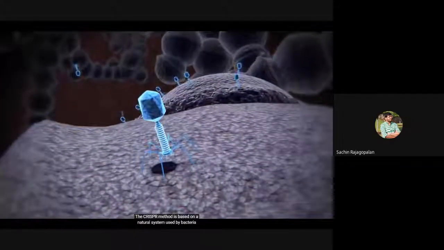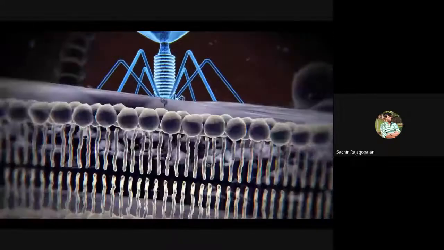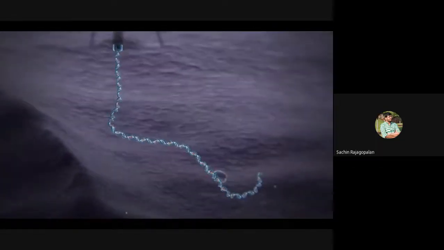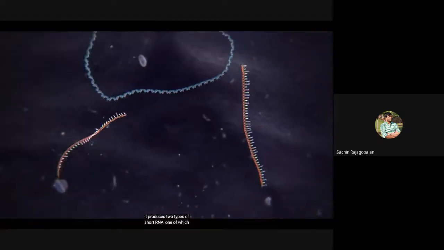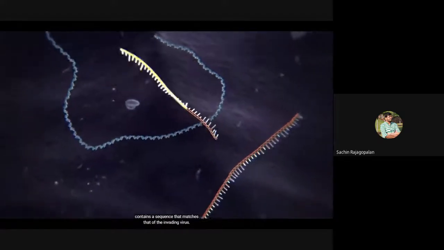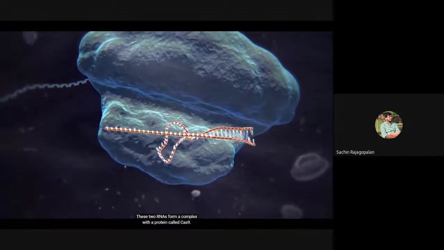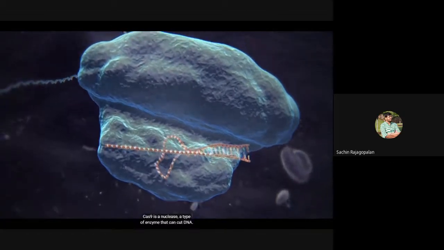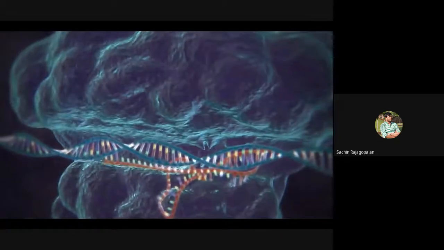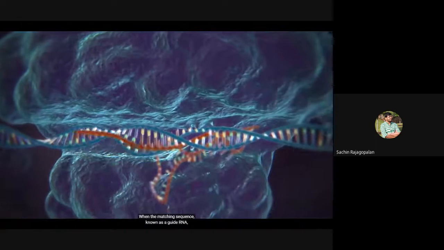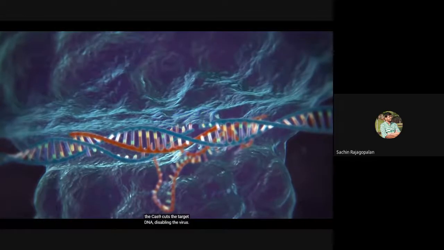The CRISPR method is based on a natural system used by bacteria to protect themselves from infection by viruses. When the bacterium detects the presence of virus DNA, it produces two types of short RNA, one of which contains a sequence that matches that of the invading virus. These two RNAs form a complex with a protein called Cas9. Cas9 is a nuclease, a type of enzyme that can cut DNA. When the matching sequence, known as a guide RNA, finds its target within the viral genome, the Cas9 cuts the target DNA, disabling the virus.